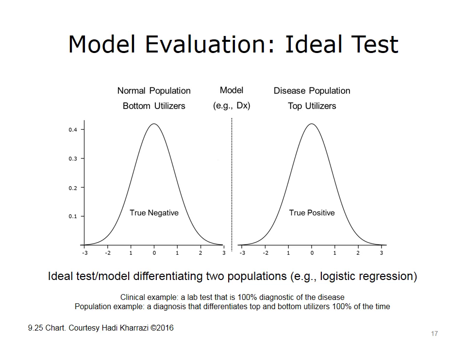This figure shows two normal distributions of true positive and true negative populations for a given outcome, such as being a high utilizer or not. As depicted in this figure, if a model can differentiate two populations perfectly, then the model does not produce any false positives or false negatives.